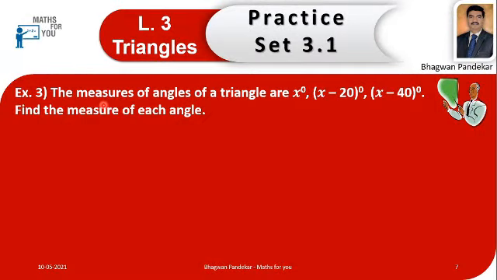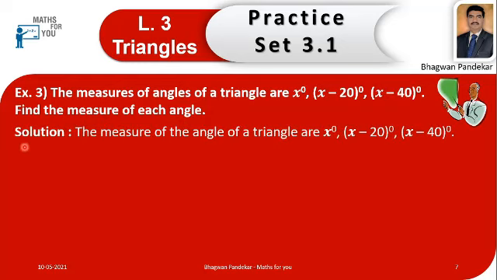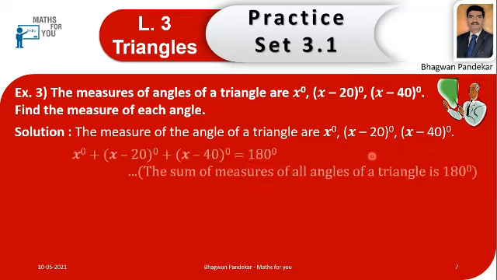Example number 3. The measures of angles of a triangle are x degrees, (x minus 20) degrees, (x minus 40) degrees. Find the measures of each angle. Solution. The measures of angles of a triangle are x degrees, (x minus 20) degrees, (x minus 40) degrees. So x degrees plus (x minus 20) degrees plus (x minus 40) degrees is equal to 180 degrees. Reason is the sum of the measures of all angles of a triangle is 180 degrees.